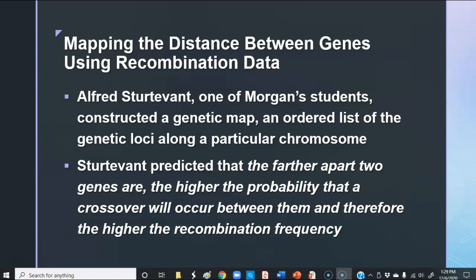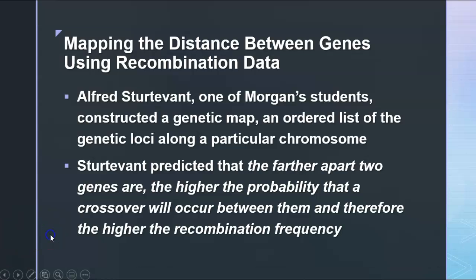Alfred Sturtevant, who was one of Morgan's grad students, constructed a map of the genes and listed the loci, the locations of genes on a particular chromosome. And he predicted that the farther apart the genes are, the higher the probability that crossover will occur, and therefore the higher the recombination frequency. And so using those recombination frequencies, he was able to develop a gene map.